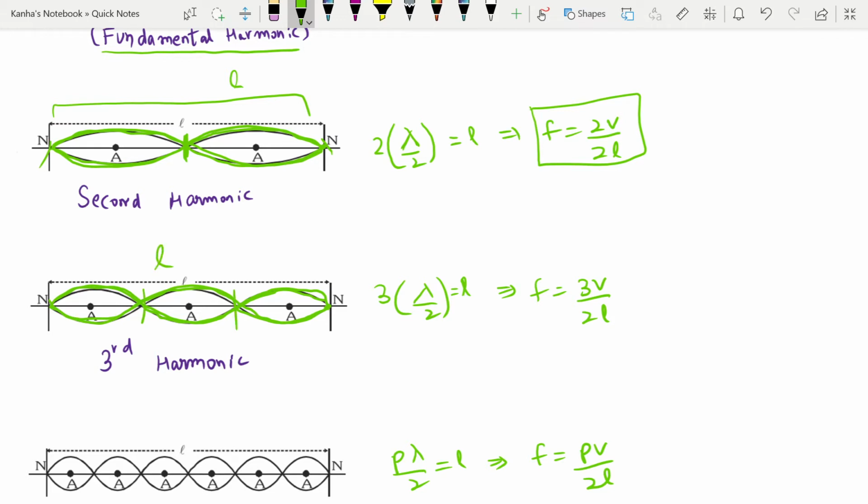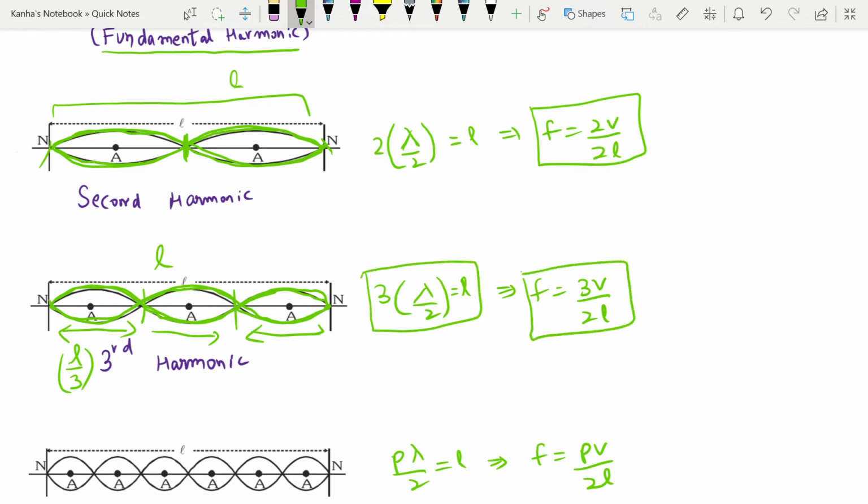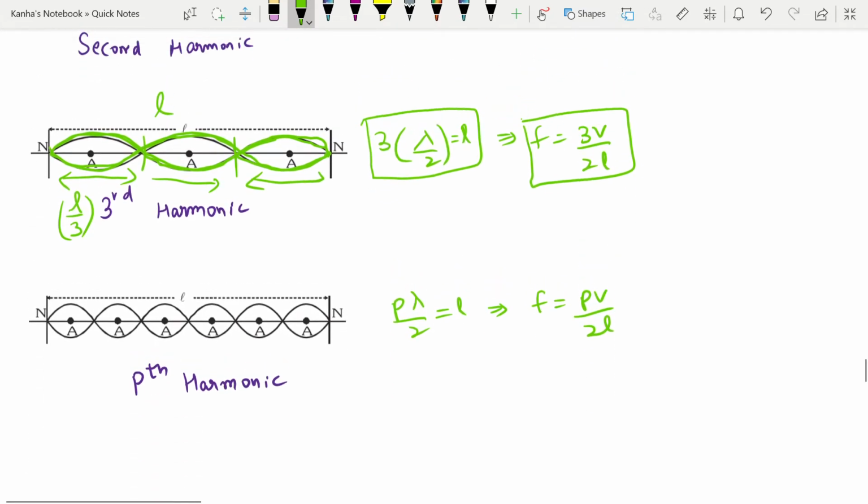Now what is the difference between the nodes? So this length is how much? It is L by 3. This is also L by 3, this is also L by 3. You can also write it in terms of lambdas. Here it's 3 lambda by 2 is equal to L, so frequency is equal to 3V by 2L. Similarly, you can have the pth harmonic.